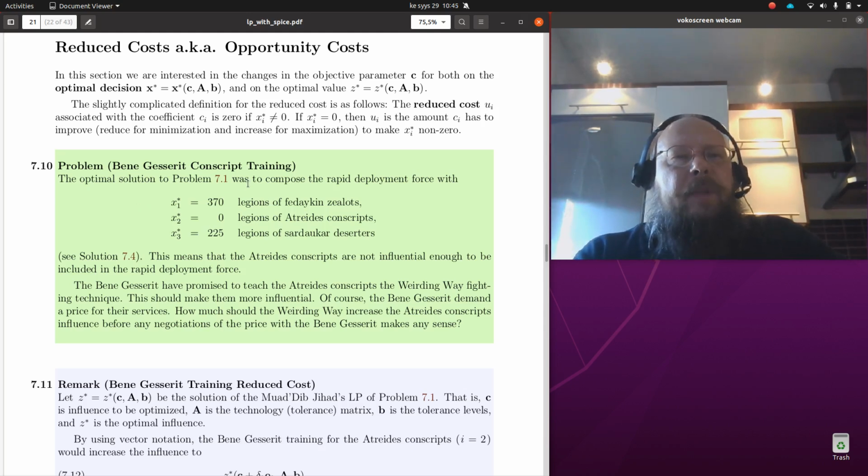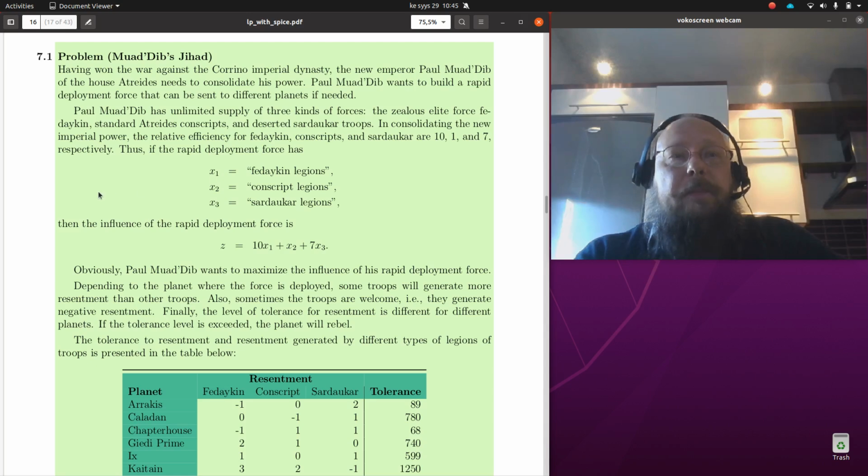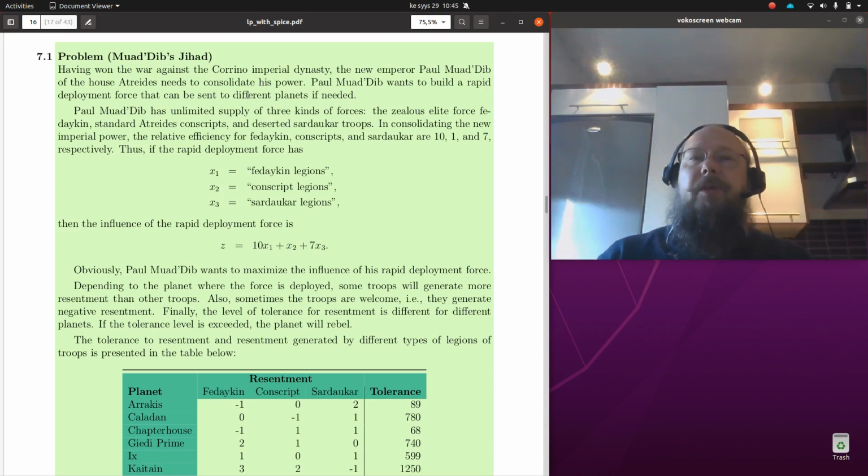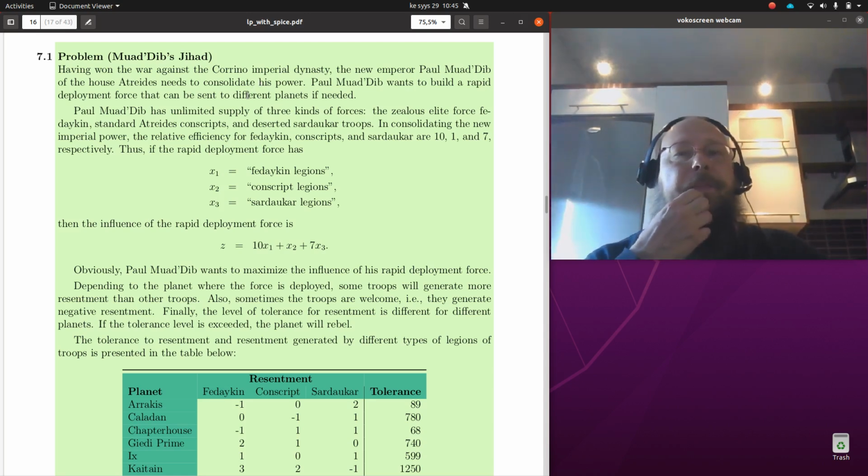And the idea was, well, let's look at the problem 7.1, just to recall what was there. So this was the problem 7.1. So Muad'Dib, new emperor Paul Muad'Dib, has overthrown the previous regime, and now he has a new dynasty, and of course the new dynasty has to somehow solidify his power, and for that he decided to build a rapid deployment force with three kinds of forces: Fedaykin, conscript, and Atreides conscript, and Sardaukar.